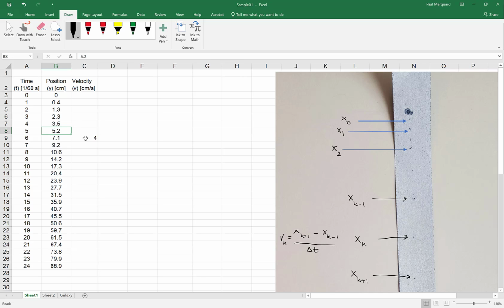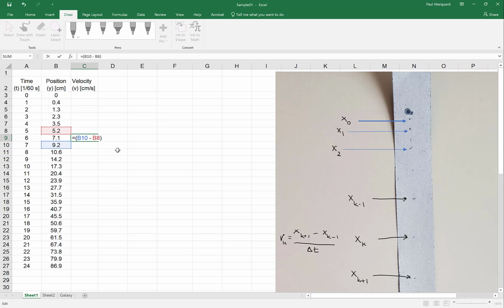But I still need to divide by the time interval. So let's go back into here, and I'm going to just double click, and when I double click the cell, it's opened up for editing again. I'm going to put a parenthesis on the left side of B10 and another parenthesis on the right side of B8, because that operation of subtraction needs to be done before the operation of division. And remember that division takes priority over subtraction, but parentheses take priority over everything else.